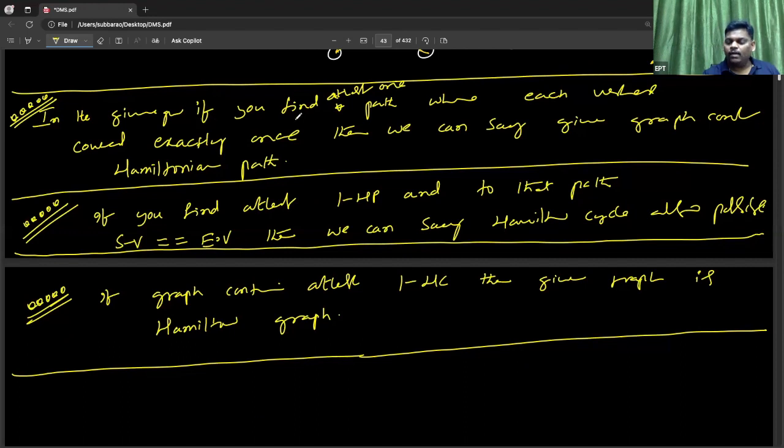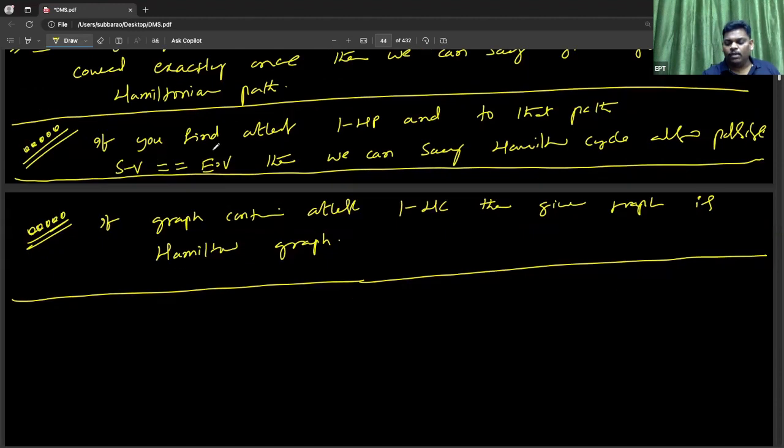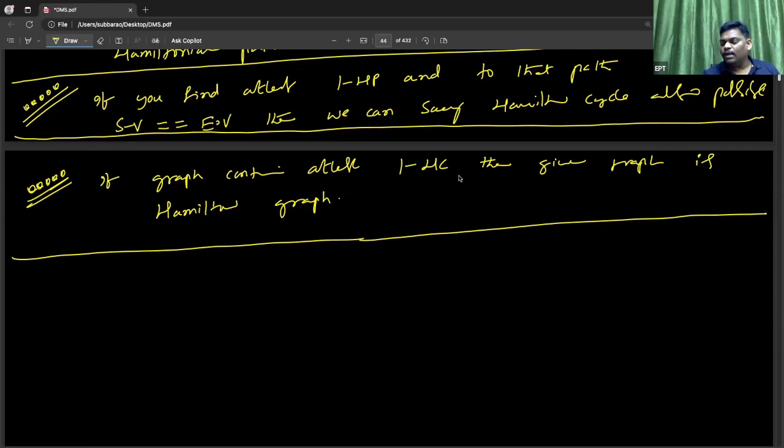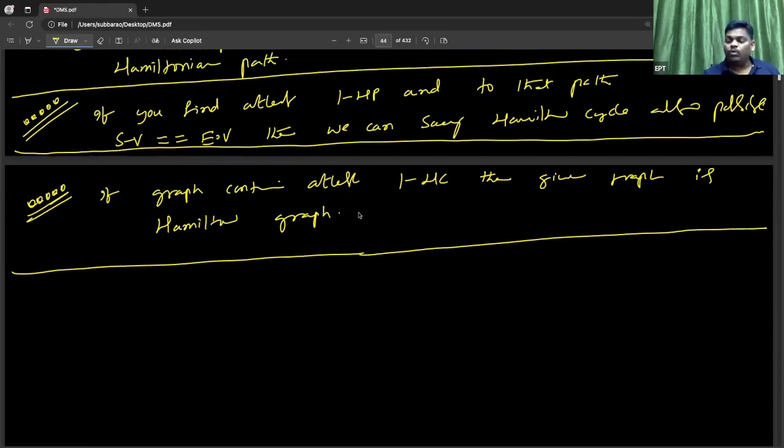In the given graph, if you find at least one path where each vertex is covered exactly once, then we can say the given graph contains a Hamiltonian path. If you find at least one Hamiltonian path and in that path the starting vertex is equal to the ending vertex, then we can say that a Hamiltonian cycle is also possible. If the graph contains at least one Hamiltonian cycle, then the given graph is a Hamiltonian graph. Right? Whatever way you like.